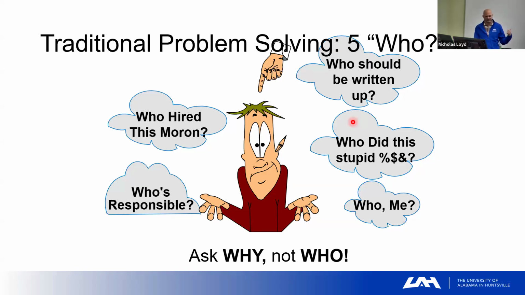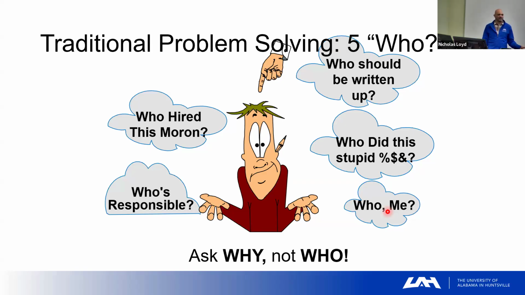Sometimes this is still how we address problem solving in academia. If something goes wrong, everybody likes to ask whose fault it is. Who should be written up? Who hired this idiot? Who did this? Who? I didn't do who. And very rarely does asking who actually address the problem.